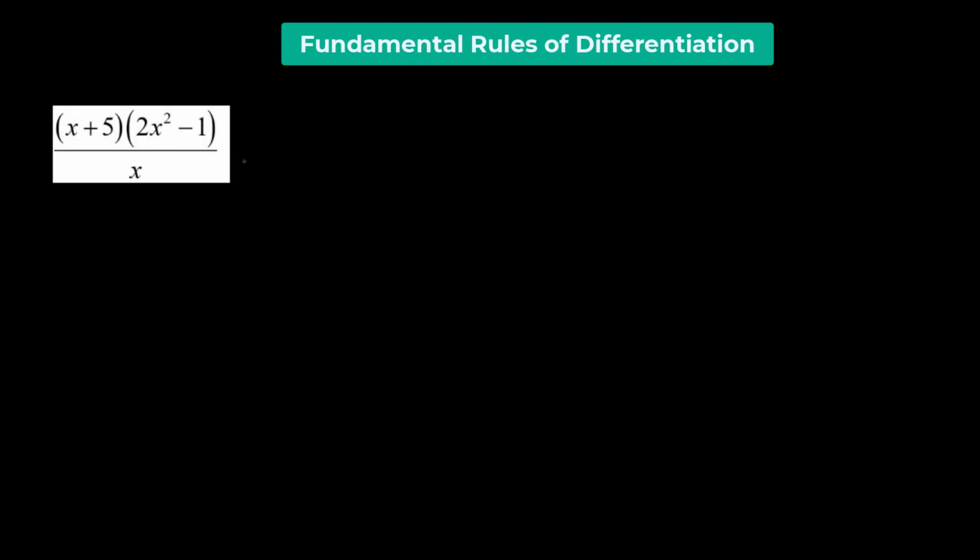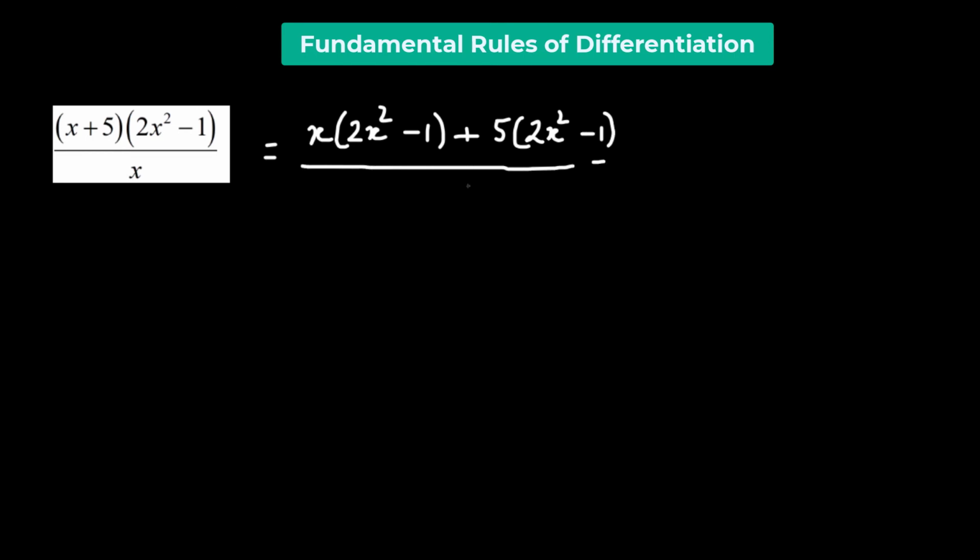So we need to determine the derivative of the given function. Let us begin by first multiplying out the numerator. So we have x multiplied by 2x squared minus 1, plus 5 multiplied by 2x squared minus 1, whole divided by x.